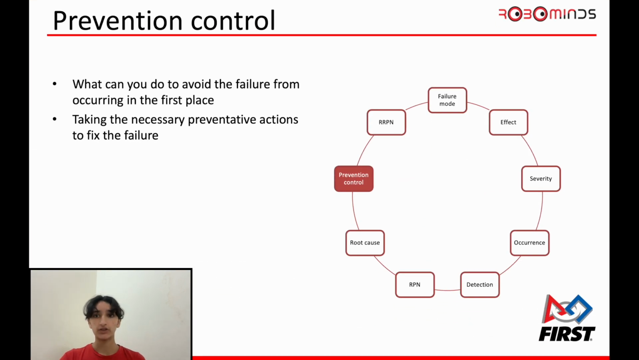And now prevention control. So, what can you do to avoid the failure from occurring in the first place? Your prevention control is basically preventing the failure from happening and taking the necessary measures to fix it. For instance, in our robot toppling scenario, we can prevent that by distributing the heavier parts of the robot on the base of the robot so that the center of gravity is lower, which gives more stability to the robot, which would prevent it from falling. So, this is your prevention control. You're preventing it by taking the preventative actions.